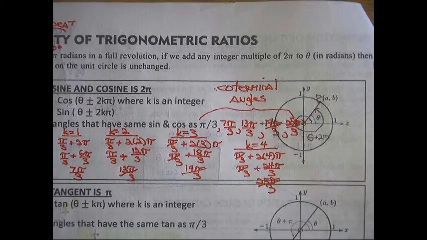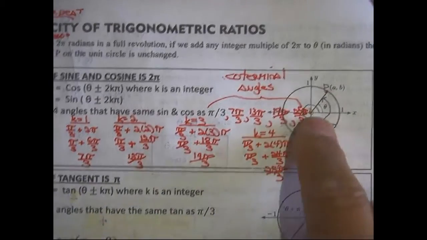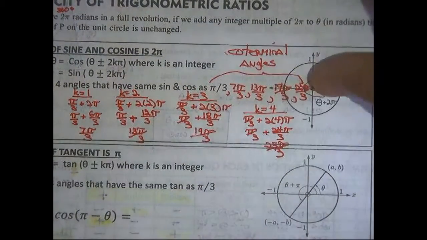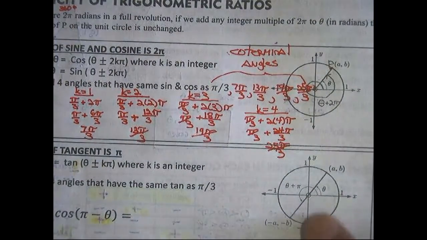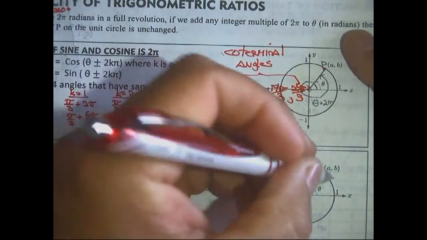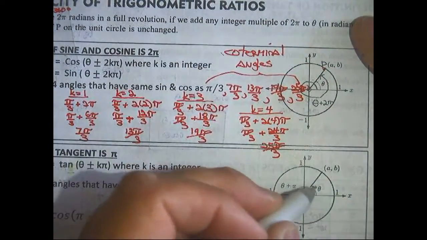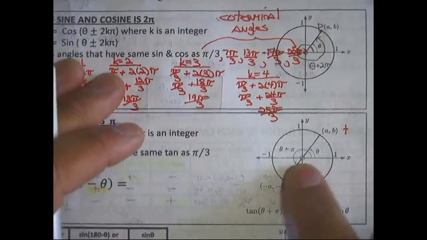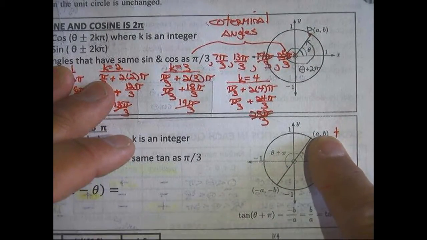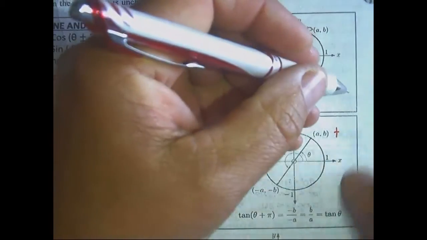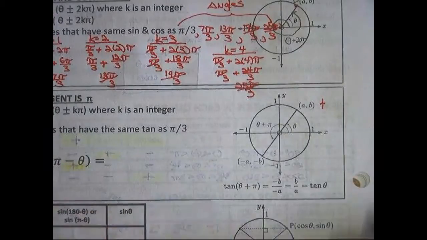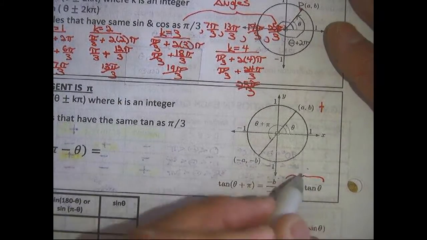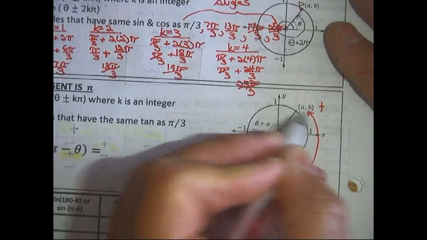Okay, now tangent's different, guys. Tangent, you don't have to go all the way around for the value to repeat. So for tangent, we know that at this angle, the tangent of theta right here is sine over cosine, which is b over a. That right there is the tangent for that point.